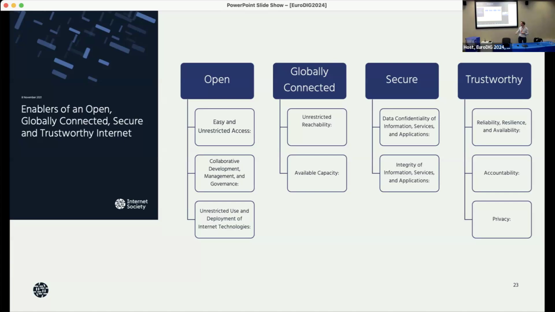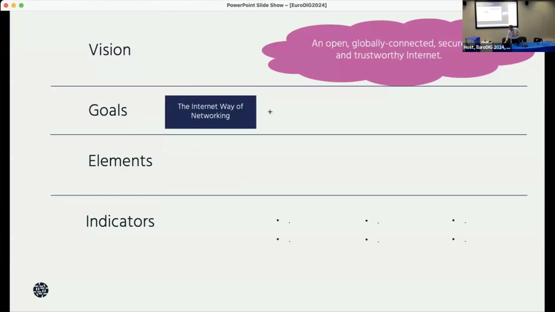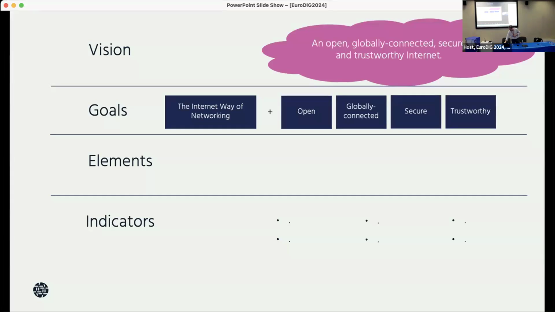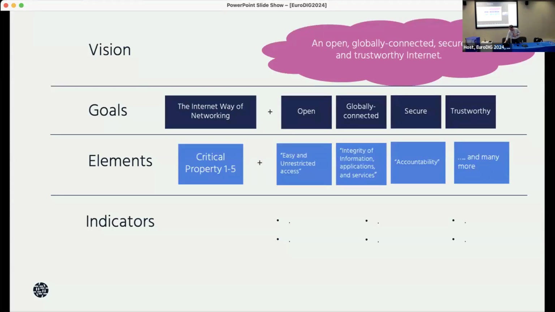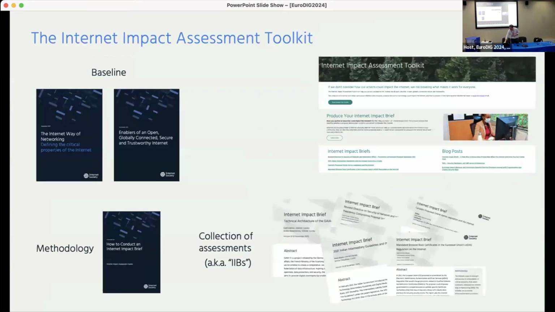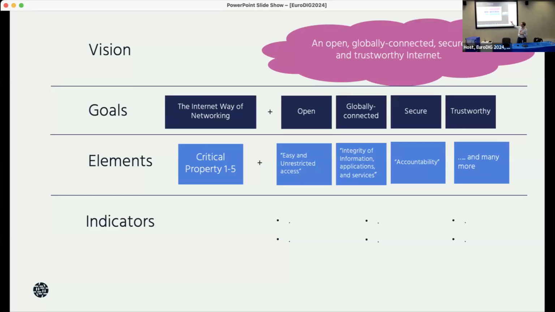Well, when we're talking about a secure internet, we're talking about an internet that offers data confidentiality, that offers integrity of information. So we can puzzle this in that framework that I showed earlier. So again, you take that high-level vision of an open, globally connected, secure, and trustworthy internet. You can break it down into its goals, and then you can start operationalizing those goals by breaking down the elements of those goals. So critical properties for the internet way of networking, or enablers for those other open, globally connected goals. And again, the purpose here is to become more concrete about how something, a policy or technology, impacts that long-term vision. Because we've now broken it down into more digestible parts.